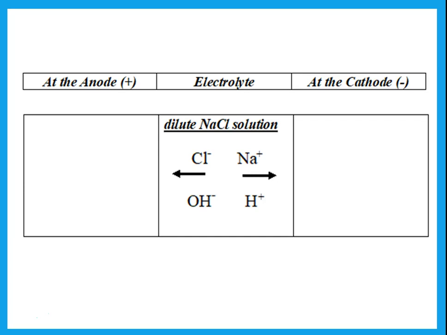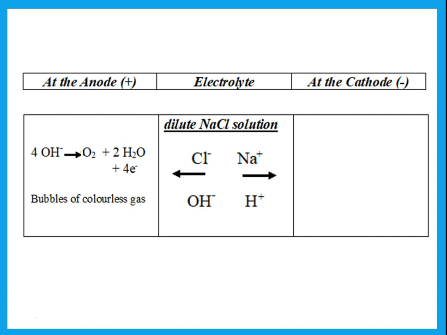Remember that we said we have a choice between chloride and hydroxide. Now, which one is going to react? We said when I'm choosing between chloride and hydroxide, the one that is present in larger amounts is the one that will react. Now here, when we're doing a dilute solution, which one is present in larger amounts? The hydroxide. So it is the hydroxide that will react.